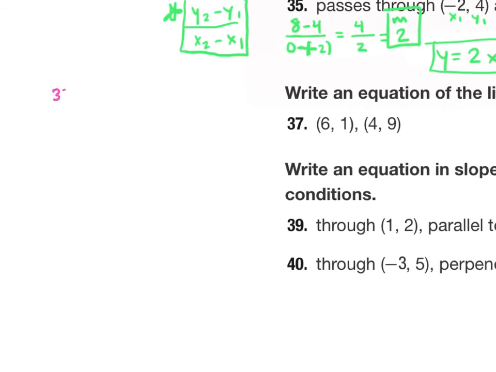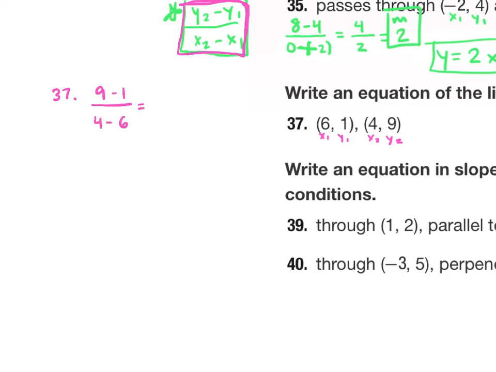So let's do 37. How do we find the slope? We use this formula here. So y2 minus y1 over x2 minus x1. We need to name our points. So we have x1, y1, x2, y2. And then we plug in. So 9 minus 1 over 4 minus 6.